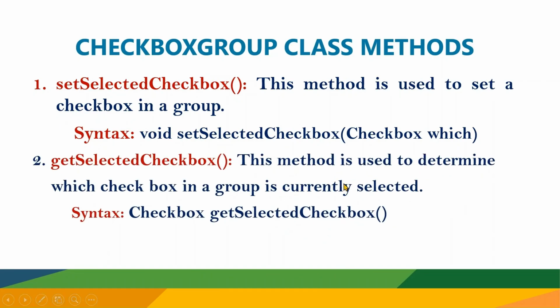Now if you want to determine which checkbox in a group is currently selected, I need to go for the getSelectedCheckbox method. That is going to return whichever radio button you have selected. So don't get confused, because here we obviously need to use the Checkbox class only. The return type is also Checkbox, and the method names are getSelectedCheckbox and setSelectedCheckbox. But still, these are working on radio buttons, because I'm passing a CheckboxGroup object as a parameter for the Checkbox class.